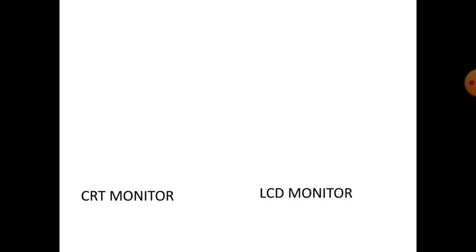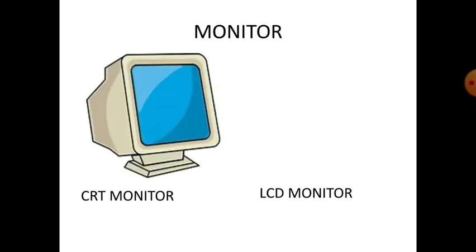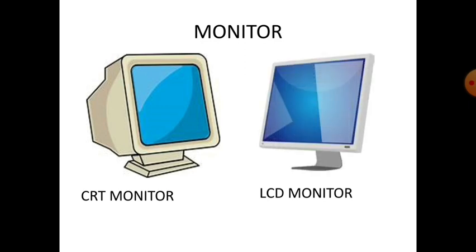So, first output device is the monitor. This is the most common output device, which looks like a TV and is also known as VDU, that is Visual Display Unit. There are two types of monitor. First is CRT and second is LCD. The output which we get on the monitor is called soft output, that is the one which is not permanent.